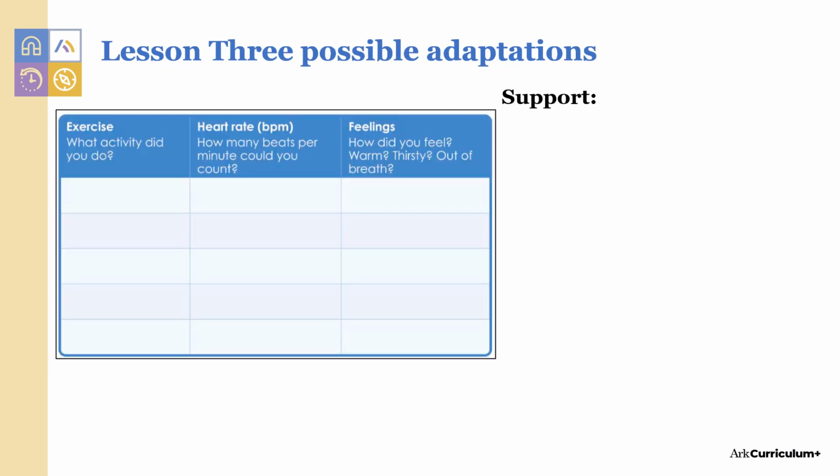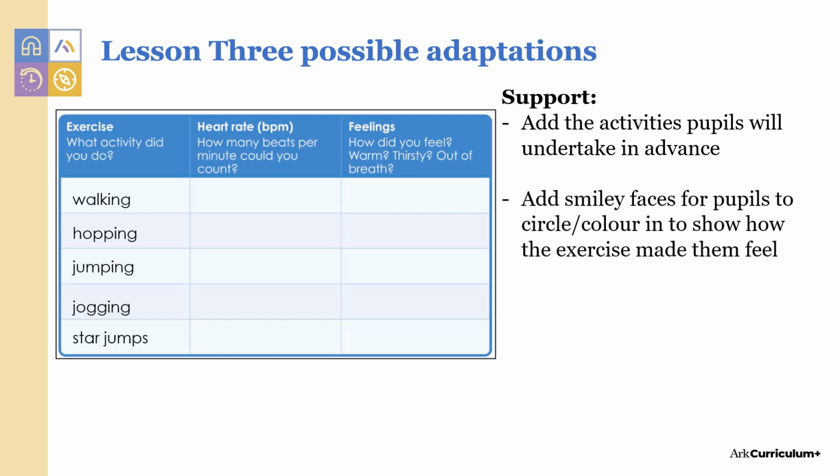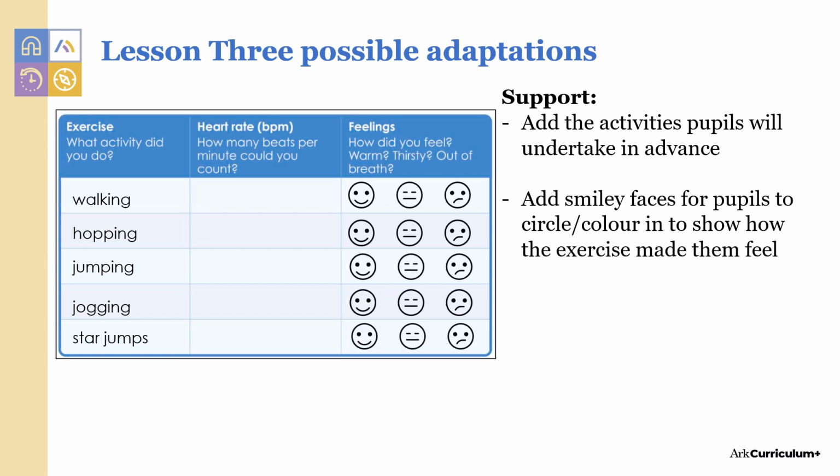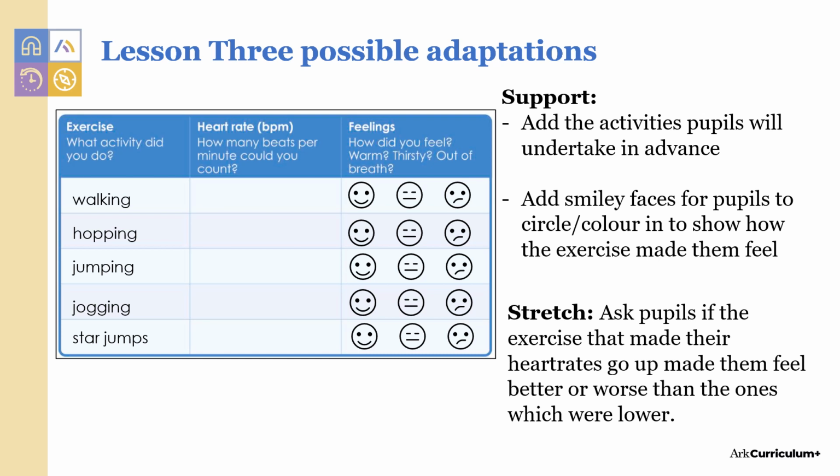In lesson 3, pupils undertake an investigation where they need to complete an activity, record their heart rate, and describe how the activity made them feel. To support pupils, you could add the activities pupils will undertake in advance. You could add smiley faces for pupils to circle or colour in to show how the exercise made them feel instead of writing. And to stretch pupils, you could ask pupils if the exercise that made their heart rates go up made them feel better or worse than the ones which were lower.